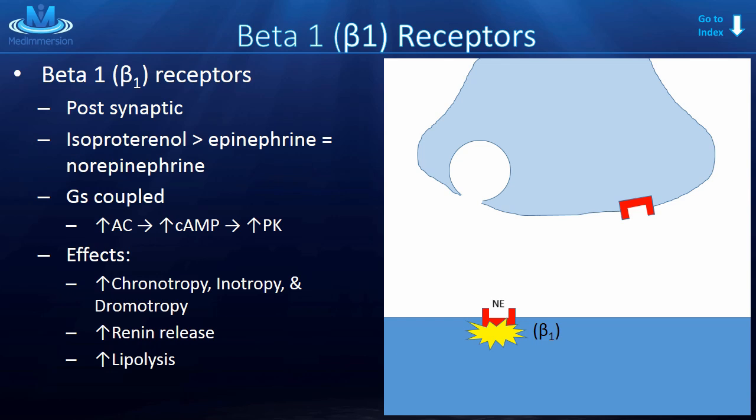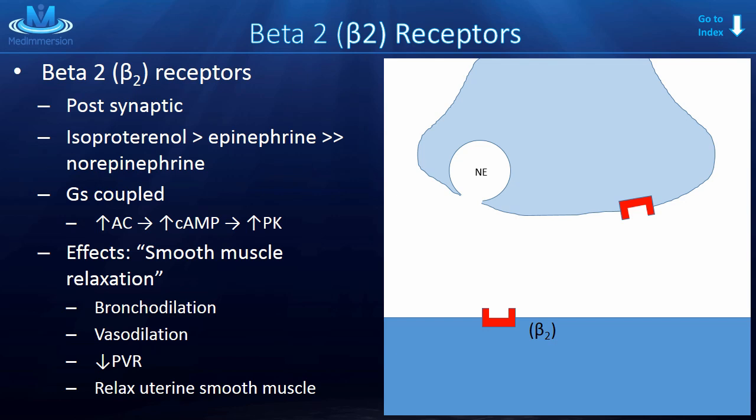What are the effects? Well, remember, one heart, beta-1, and then other things as well. All right. So first off, we increase the chronotropy, inotropy, and dromotropy of the heart. What does that mean? Chronotropy is the speed with which the heart beats. Inotropy is the force with which the heart beats, and dromotropy is the speed of conduction through the heart. Beta-1 receptors also increase renin release and lipolysis, and you can see how all three of those points make sense in a sympathetic response.